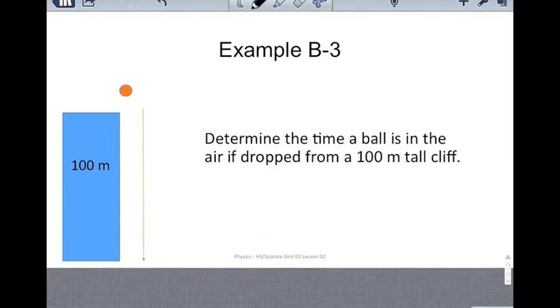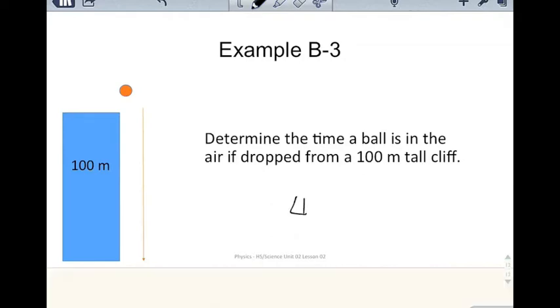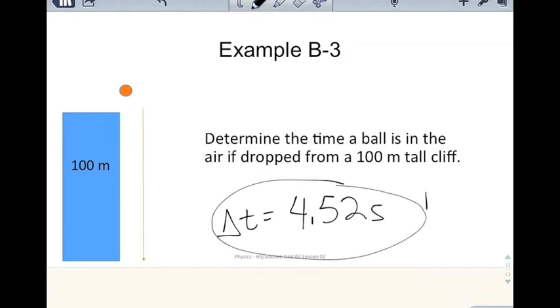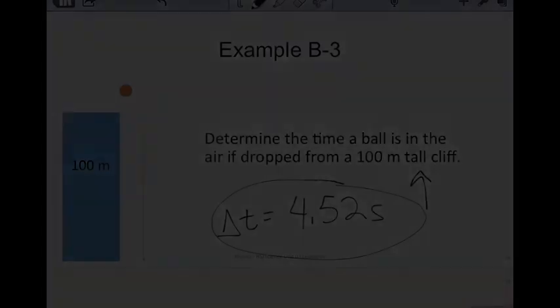On this one it says, determine the time a ball is in the air if it's dropped from a 100-meter cliff. Well, in this particular case, you should be able to figure out that the answer is 4.52 seconds, and you should be able to justify that answer using equations and solving for it to match what you have.